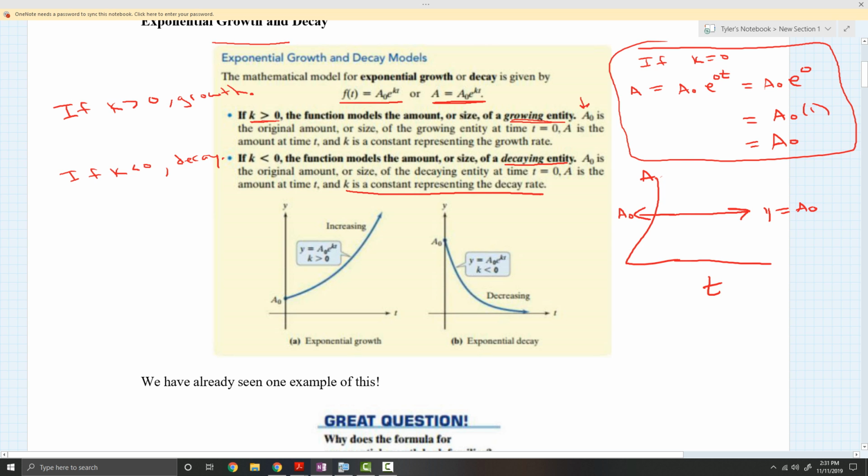The one on the left, of course, is exponential growth, right? You can see as t gets bigger, y is getting bigger. And for part b, as t gets larger, y is actually going down, right?